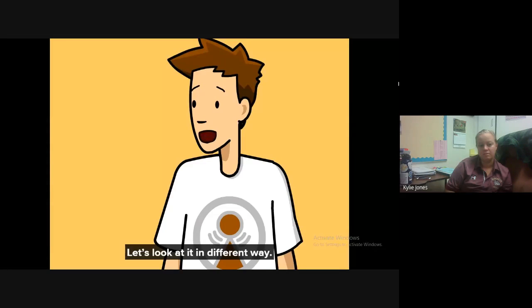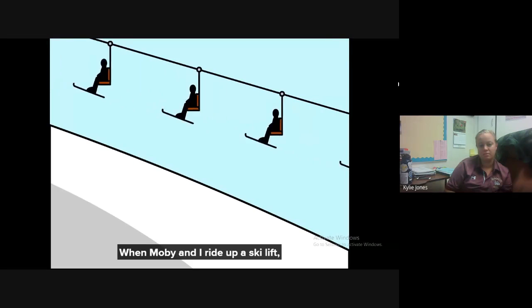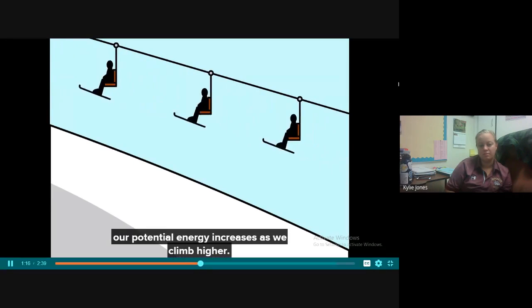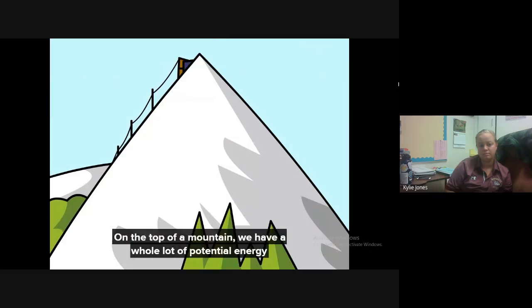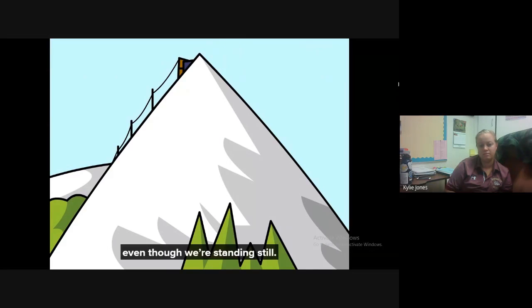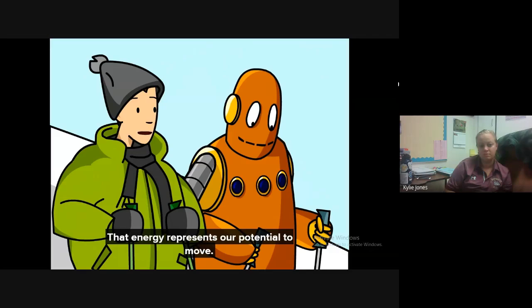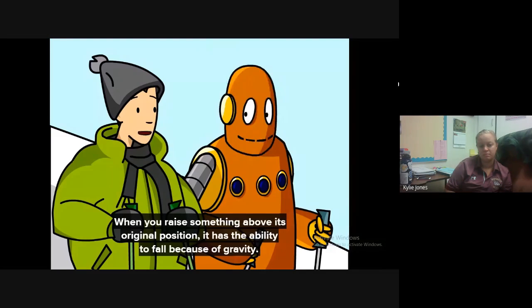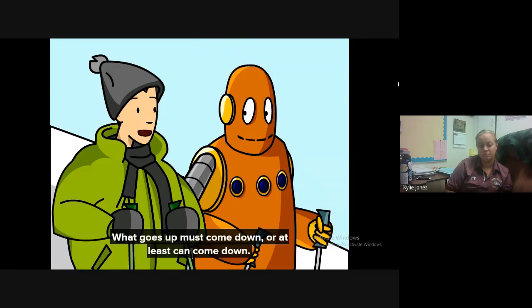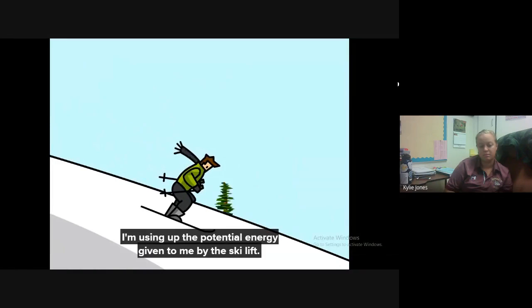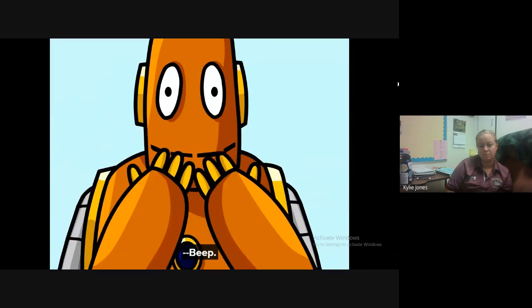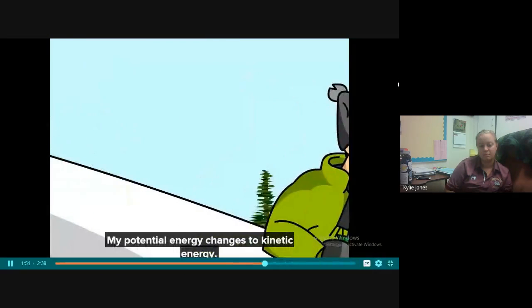Let's look at it a different way. When Moby and I ride up a ski lift, our potential energy increases as we climb higher. On top of a mountain, we have a whole lot of potential energy, even though we're standing still. That energy represents our potential to move. When you raise something above its original position, it has the ability to fall because of gravity. Right. What goes up must come down, or at least can come down. As I ski down the slope, I'm using up the potential energy given to me by the ski lift. Right again. My potential energy changes to kinetic energy.